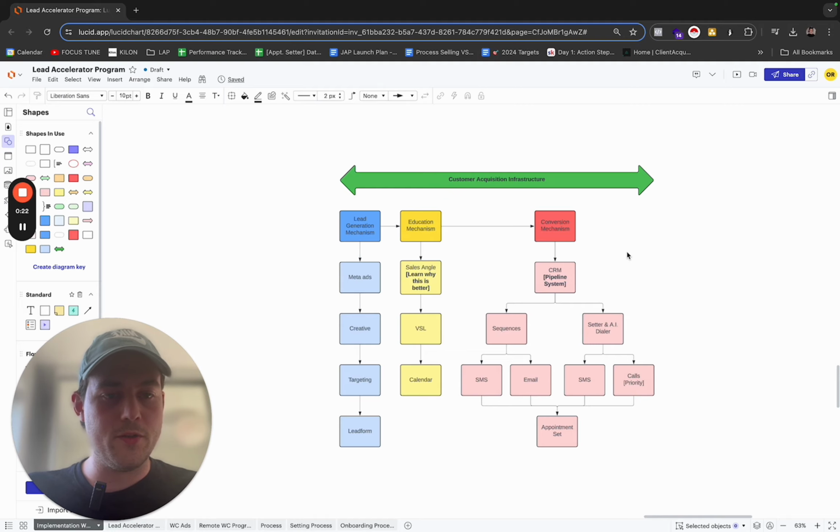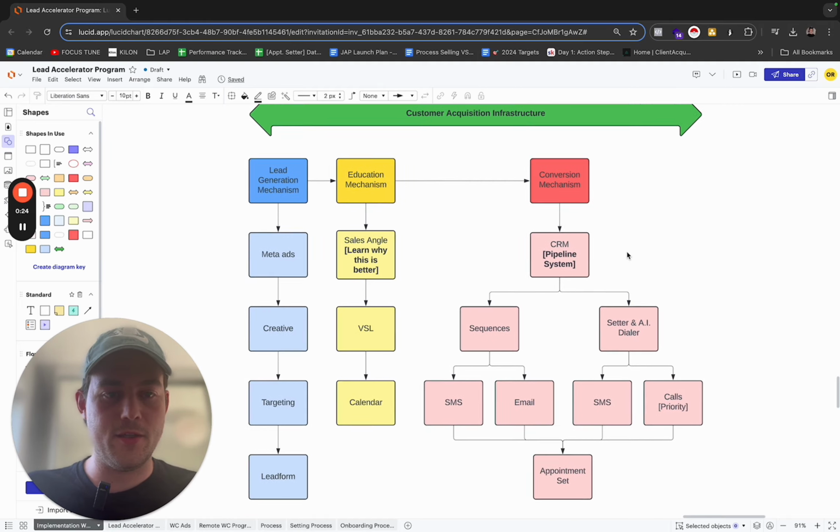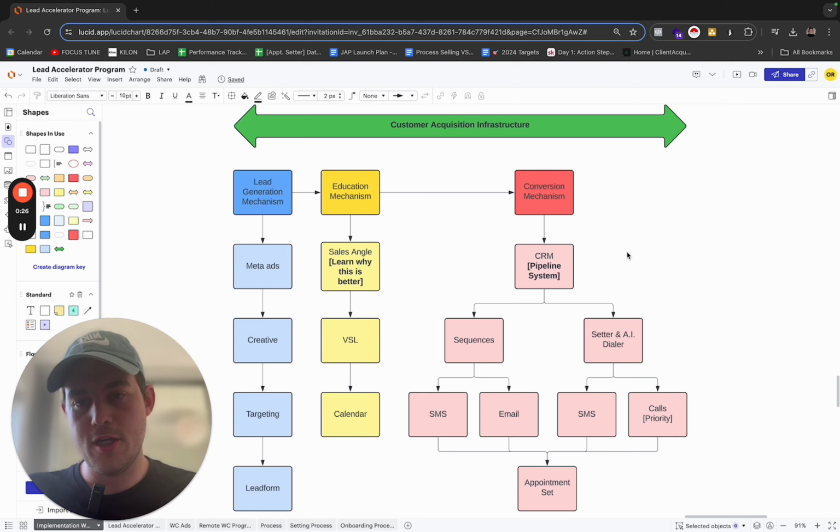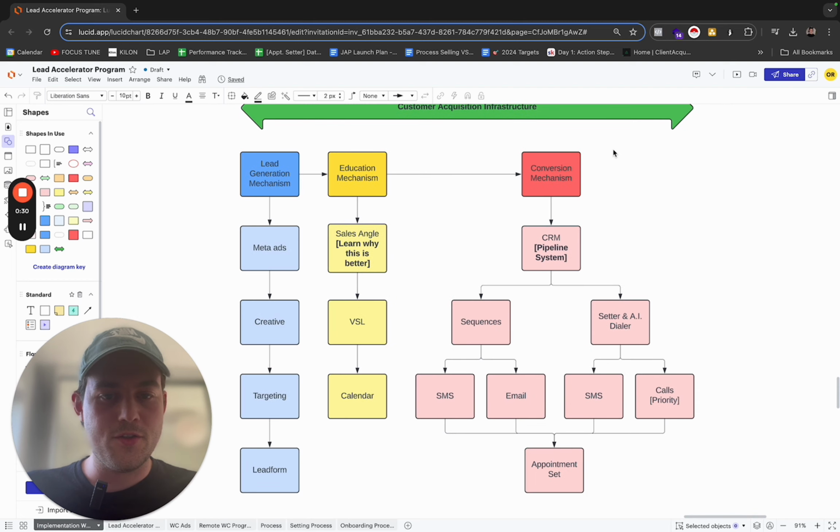So what we're doing here is essentially we're making you a customer acquisition infrastructure. It's super simple. There is a lot to it, but I'm going to keep it very, very simple. So you have a lead generation mechanism. This is where you're getting in attention. And platform-wise, it could be anything, okay? The reason why we're using Meta here is because it's a push platform, so it doesn't require people to search for what it is that you're providing. It involves a creative, some targeting, and a lead form that needs to be correctly dialed.